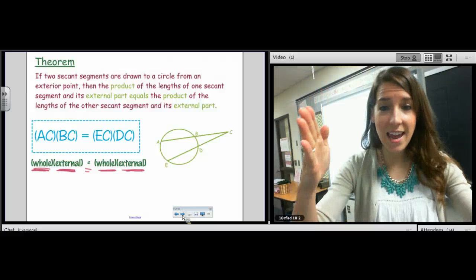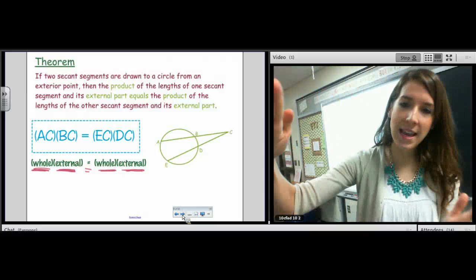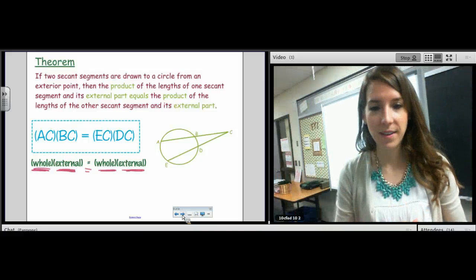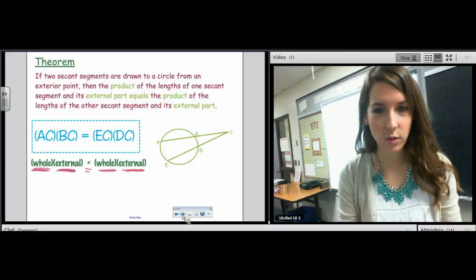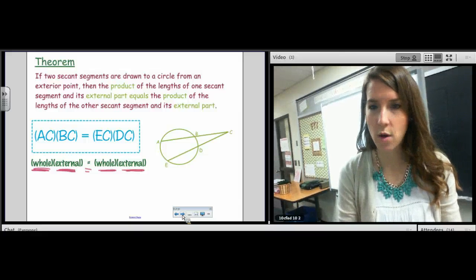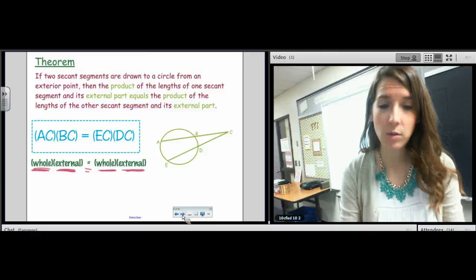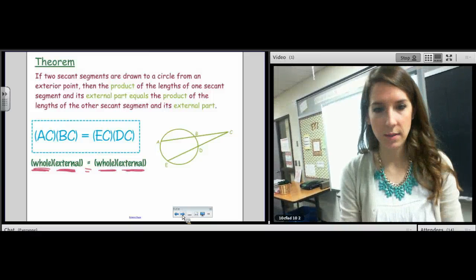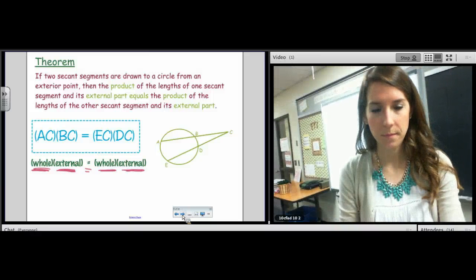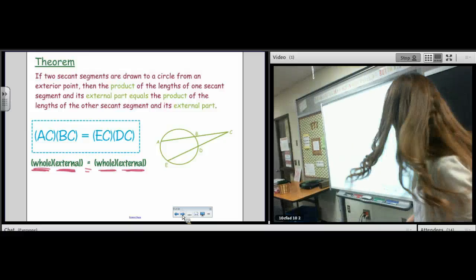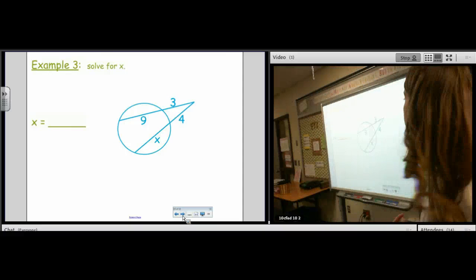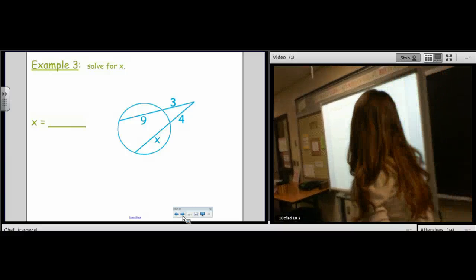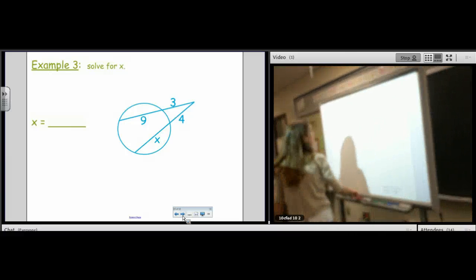So AC times BC equals EC times DC. Doesn't that mean they're congruent? Nope. Their product is equal, but not the segments. Okay. We're going to have to get going because I didn't realize where we were on time. So let's just get started. Whole times external equals whole times external.